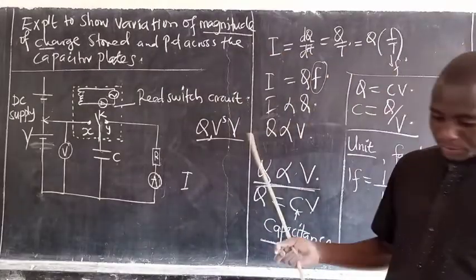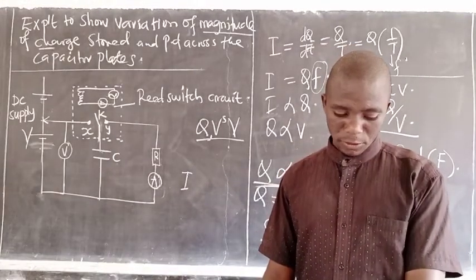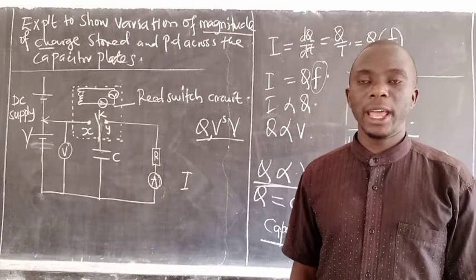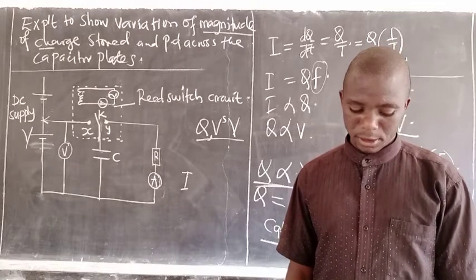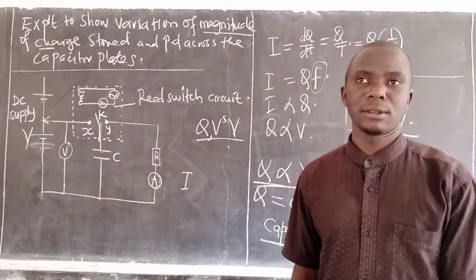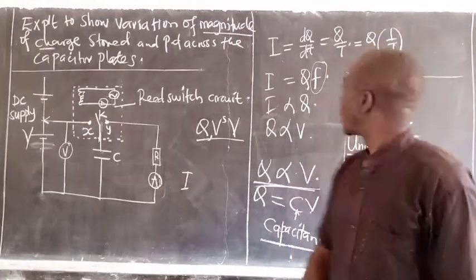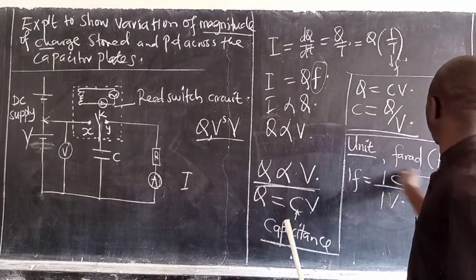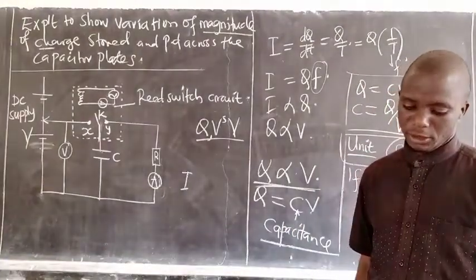Definition. The capacitance of a capacitor is the ratio of the magnitude of charge stored on either of the capacitor plates to the PD across the plates. The SI unit of capacitance is the farad.